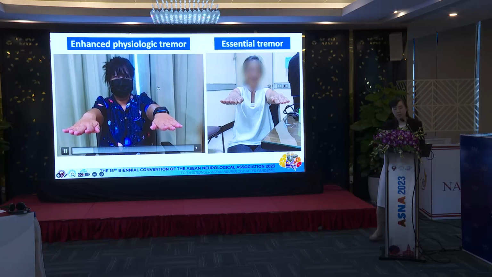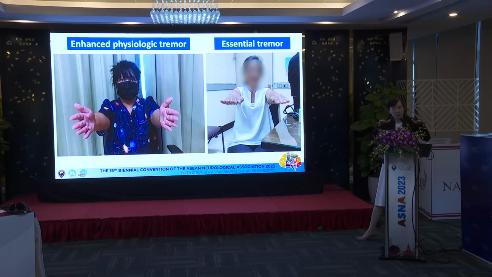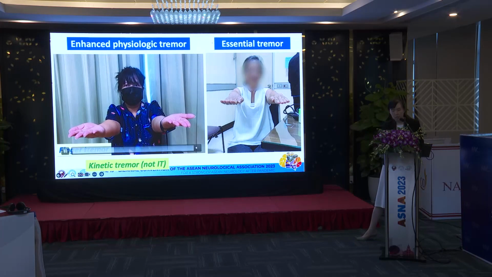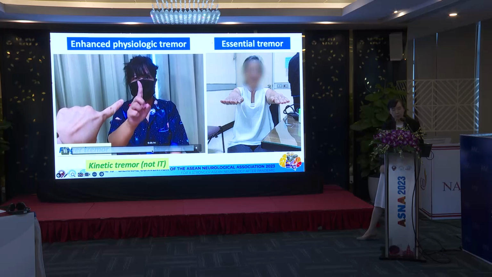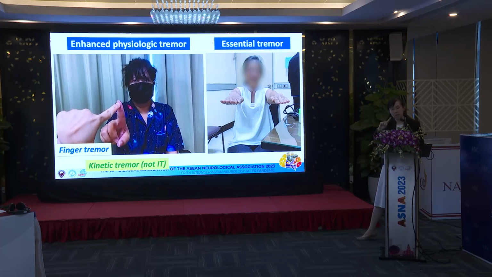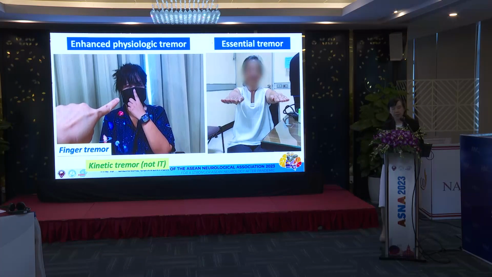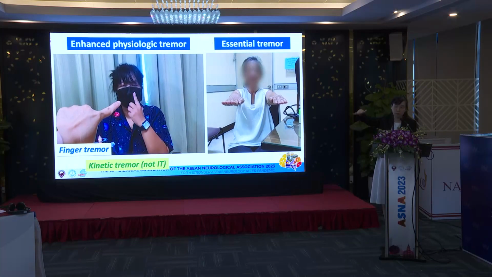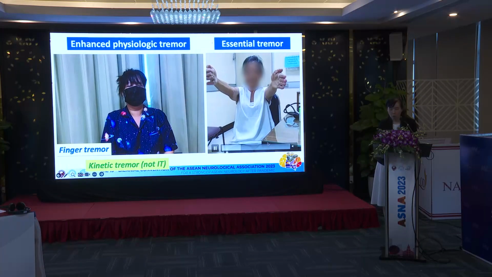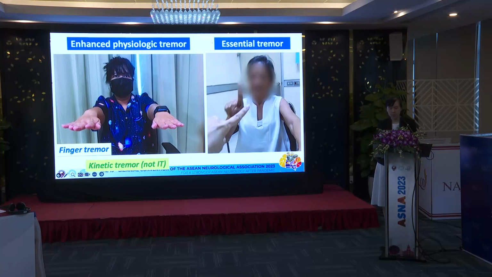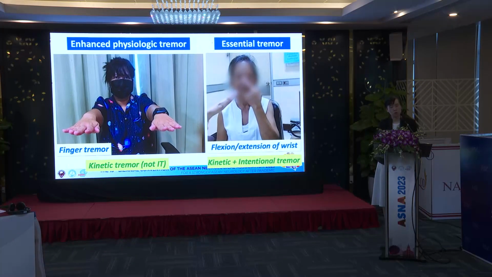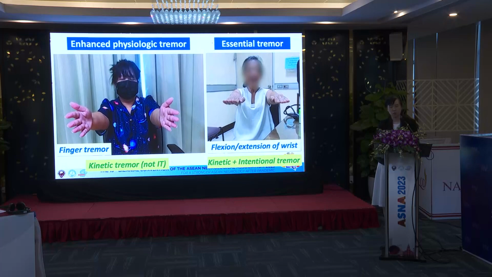Let me recap the different characteristics between enhanced physiologic tremor and essential tremor. You can see here that this lady has tremor predominantly at the fingers like this, and it is more prominent with the finger or kinetic movement, simple kinetic, not intentional component. While in essential tremor, you can see here that the movement is like flexion extension of the wrist. And also with the kinetic movement like this, you can see that she has not only simple kinetic but also intentional tremor. So this is consistent with essential tremor.